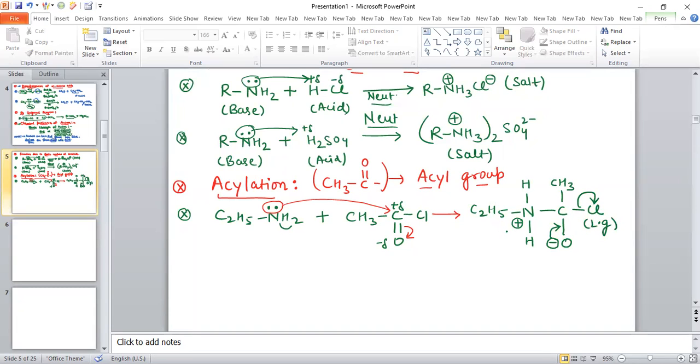And we know a positive charge on the nitrogen atom is unstable, because a positive charge on a more electronegative atom is unstable.